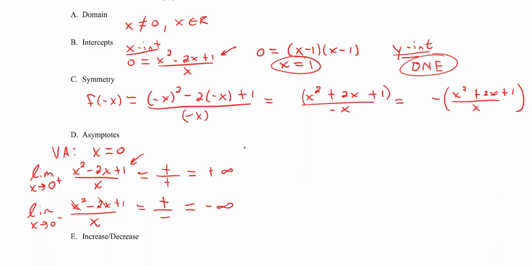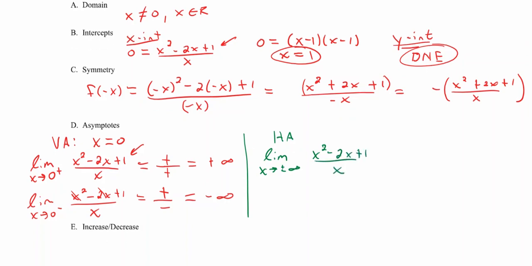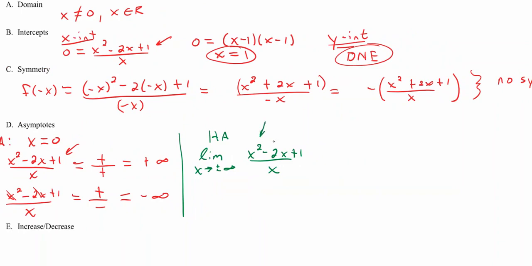So now let's look at our horizontal asymptotes. So HA. If we take the limit as x approaches positive and negative infinity of x squared minus 2x plus 1 over x, then we have a situation where the degree of the top is bigger than the degree of the bottom, right? The top is growing faster than the bottom, so this thing never does approach 0 or 1 or any kind of number, right? So in this case, the limit does not exist.